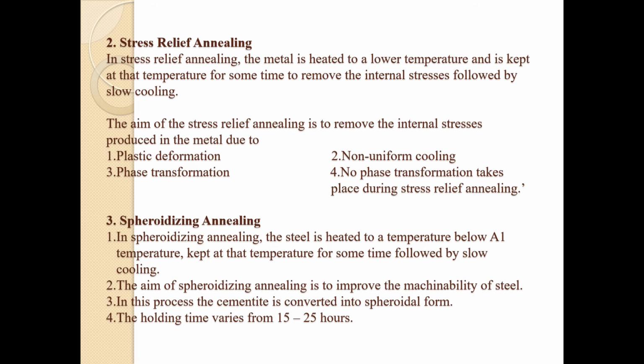Spheroidizing annealing is where the steel is heated to a temperature below the A1 temperature, kept at that temperature for some time, followed by slow cooling. The aim is to improve the machinability of the steel. In this process, cementite is converted into spheroidal form. The holding time varies from 15 to 25 hours.